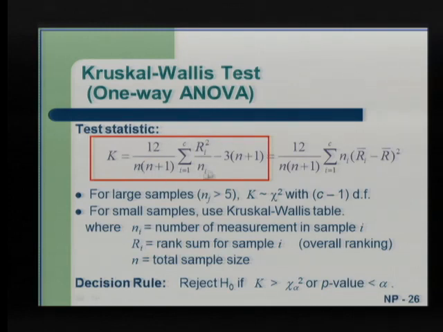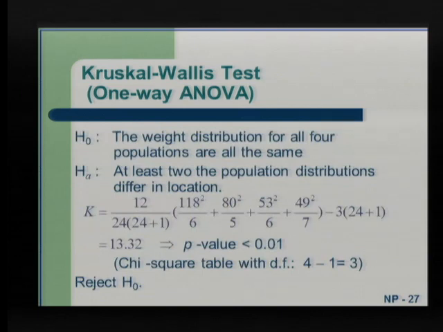And this could be a large sample test too, right? There's a large sample test for this too. When the sample size gets large, the statistic follows a chi-squared distribution, a different distribution. It's chi-squared with degrees of freedom C minus one, C being the number of groups, the number of samples we have, okay? But if you have software, the software takes care of it, just like the example I just showed you.